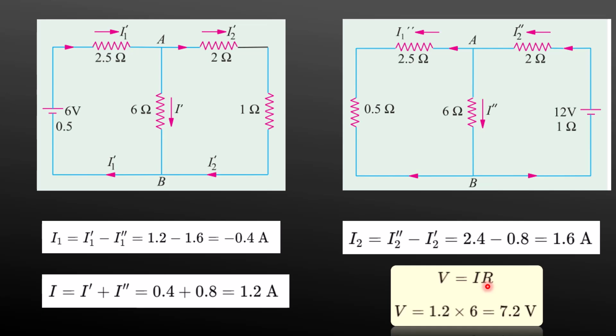So this is how you can apply superposition theorem in order to simplify the network which consists of more than two EMF sources. I hope you clearly understand the application of this theorem.